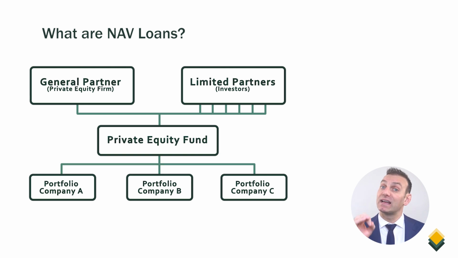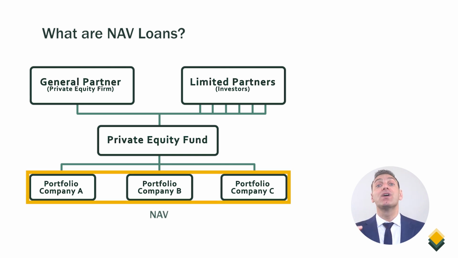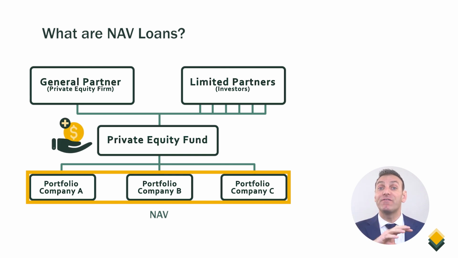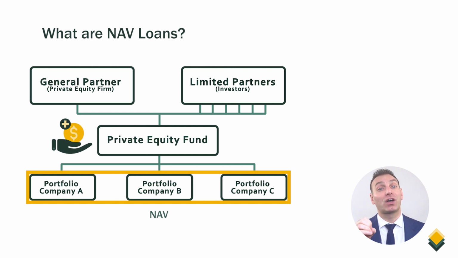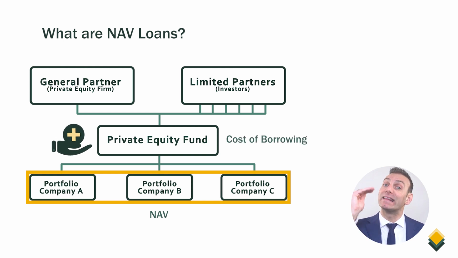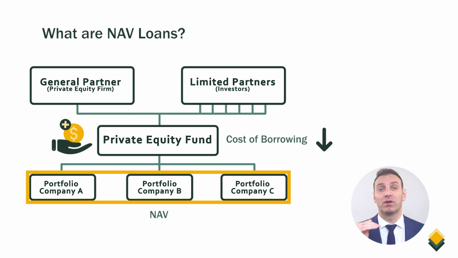Now, as promised, let's explain NAV loans in private equity. Well, instead of borrowing against one portfolio company, the private equity fund will borrow against the NAV, or the net asset value, of the group of portfolio companies. In other words, the private equity fund is borrowing against a diverse set of companies instead of one specific company. Since there is less risk to lend against a group of companies compared to just one company, the cost of borrowing will be less for the private equity fund.